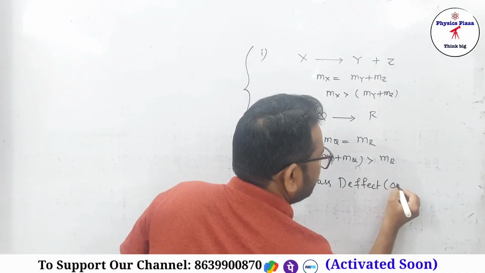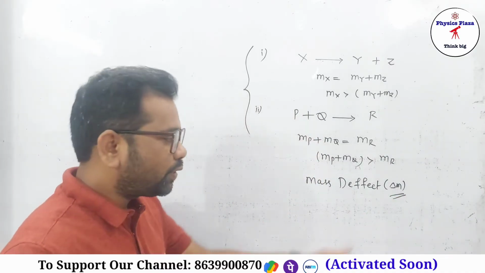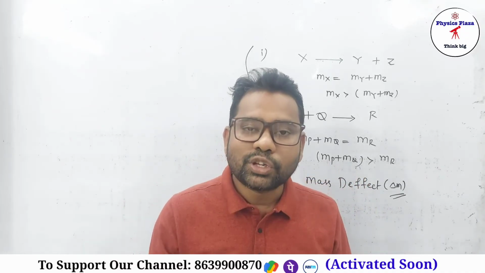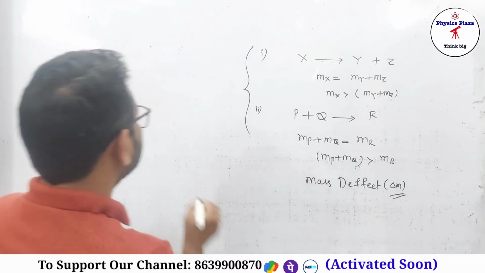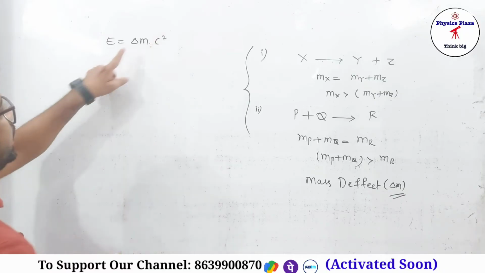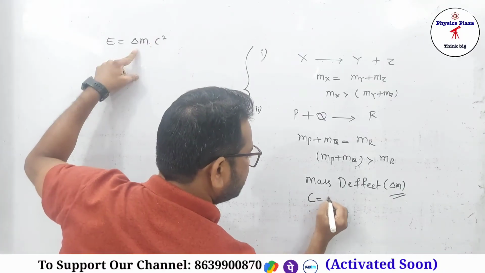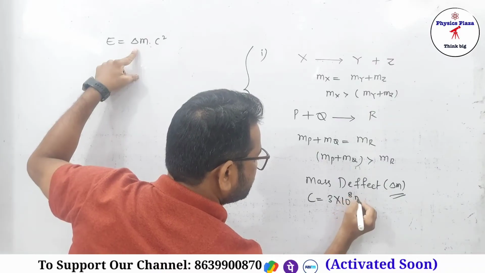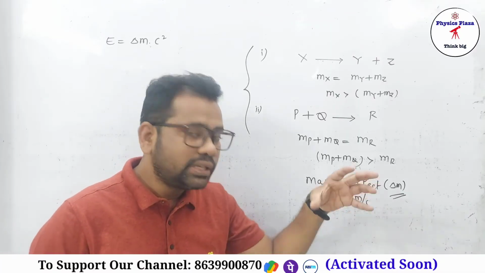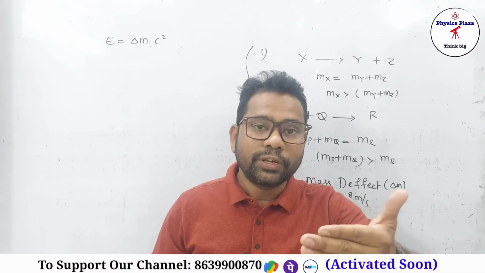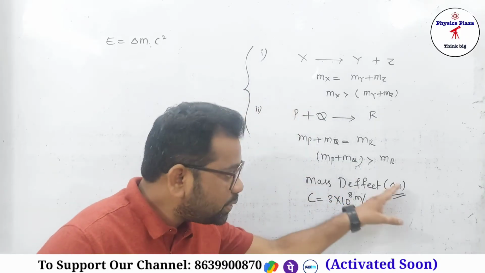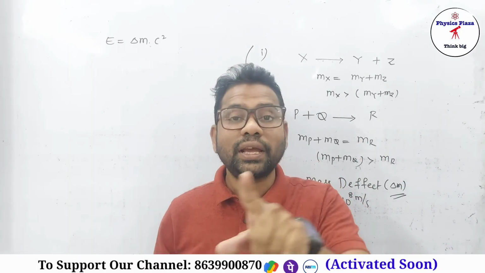We represent it with delta M. Where is this mass going? The answer to this question is given by Einstein's mass-energy equivalence theorem: E is equal to delta M into C square. Here delta M is the mass defect, and C is the speed of light, which is 3 into 10 power 8 meter per second. Einstein said that whatever mass disappears is converted into energy.